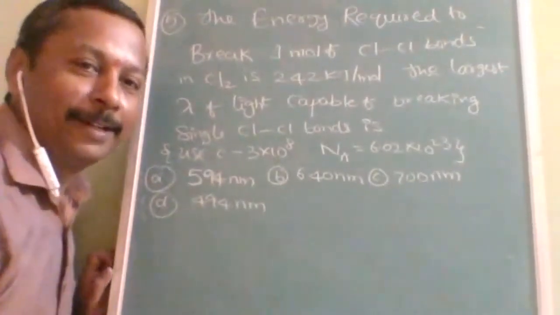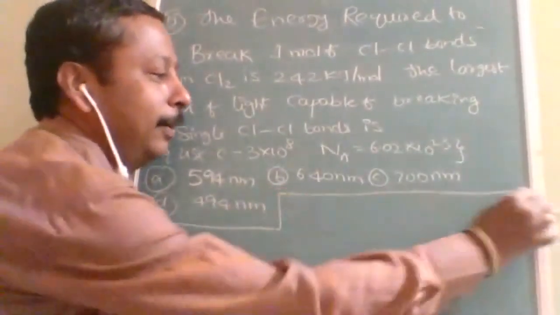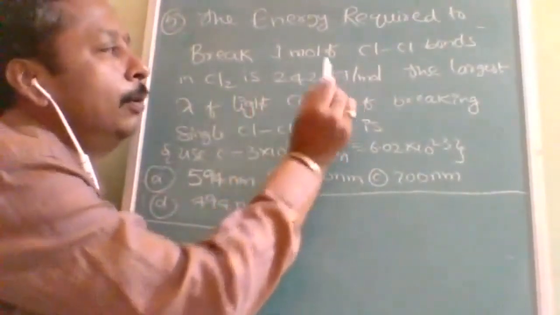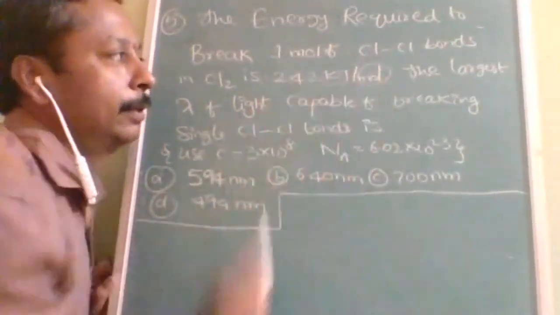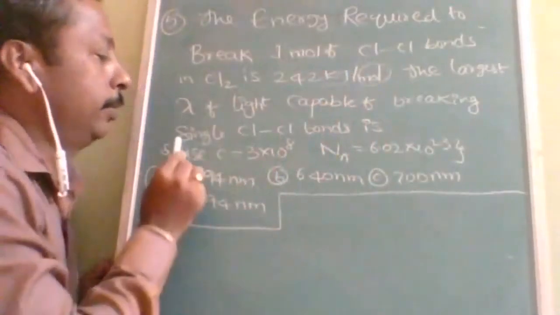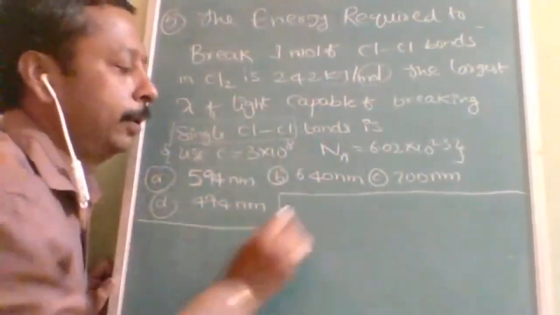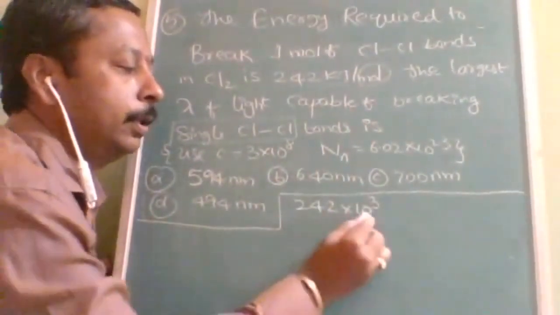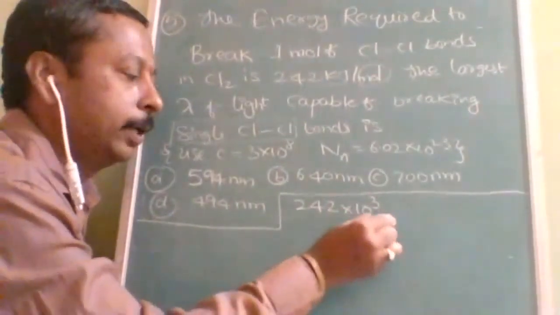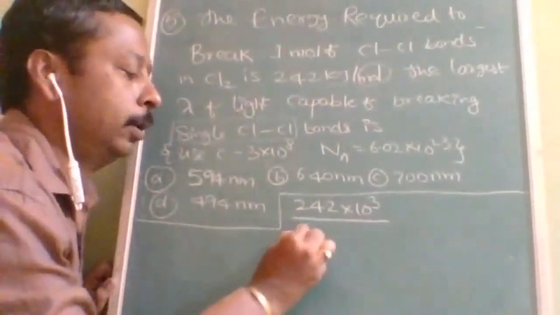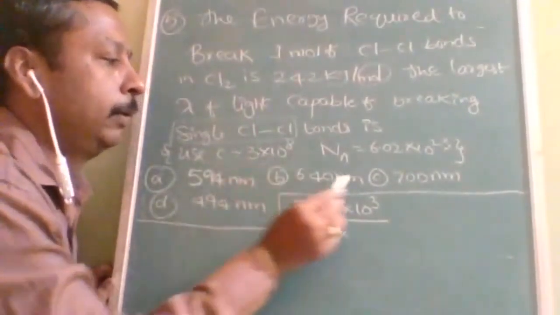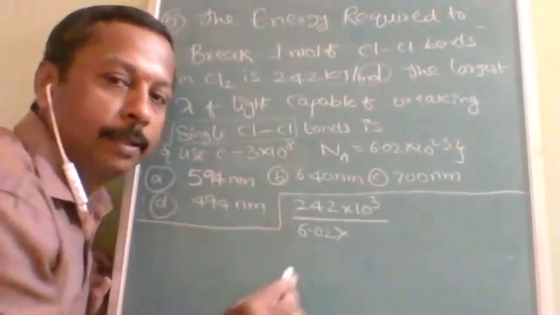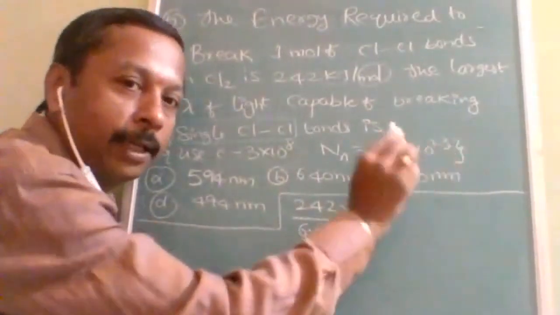Okay, tried. Now let me do it faster than you. See, here the glitch is 242 kilojoule, which you are seeing here. 1 mole of bonds has this much, but the question is about a single chlorine bond. So 242 into 10 to the power of 3, now it will be joule. This is for 1 mole, but I want the energy for a single molecule. So 6.02 into 10 to the power of 23. Whatever value he has given, I will use that, because he has given it. If he gives 25, then I will write 25 only.